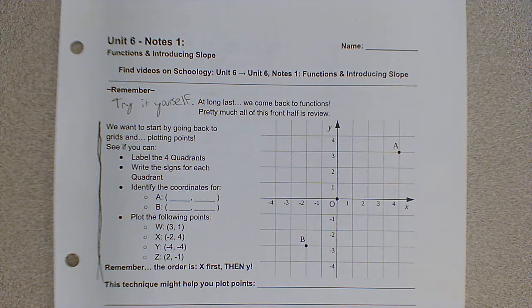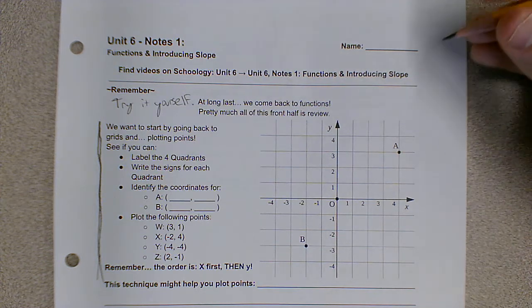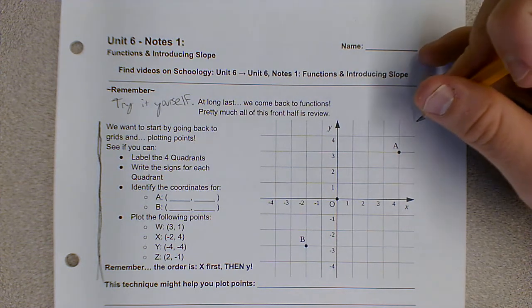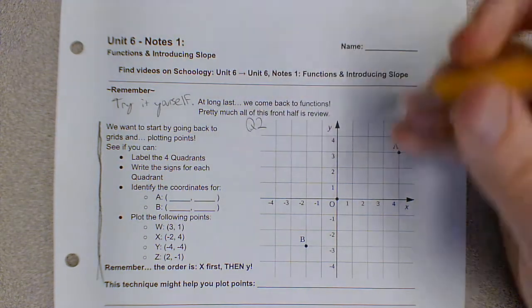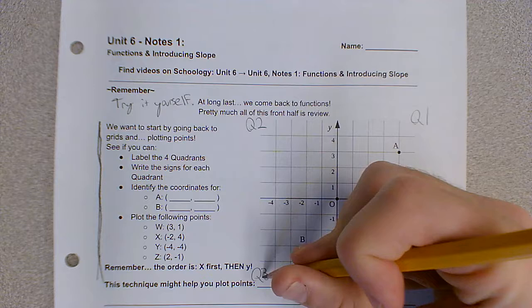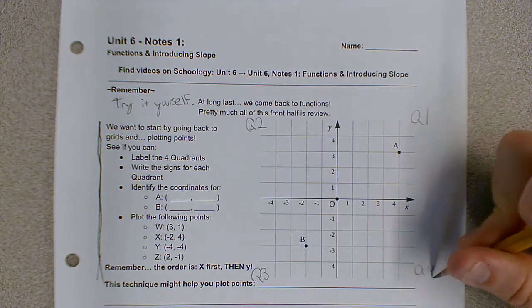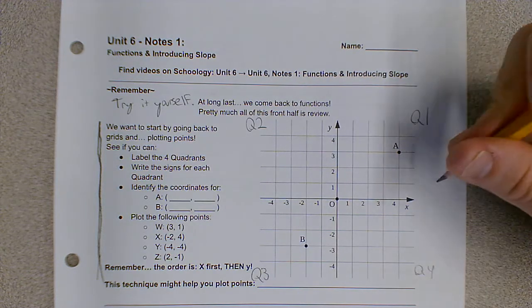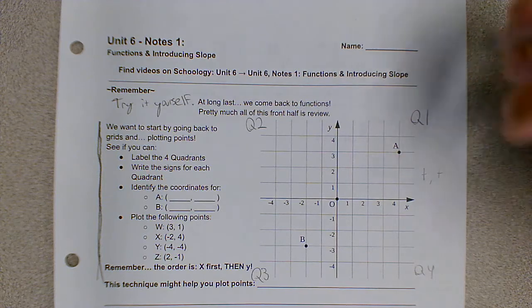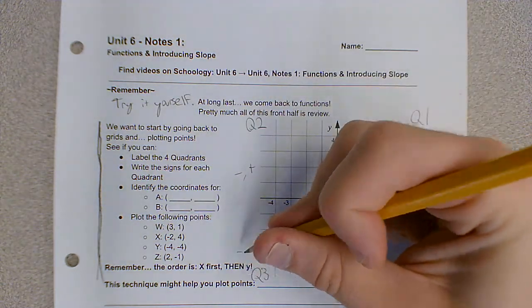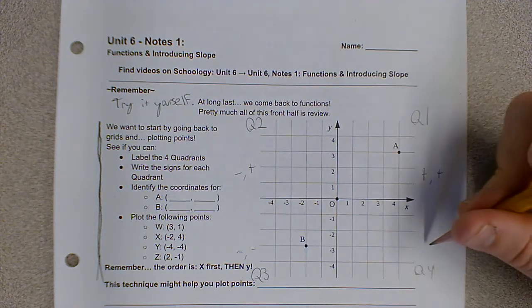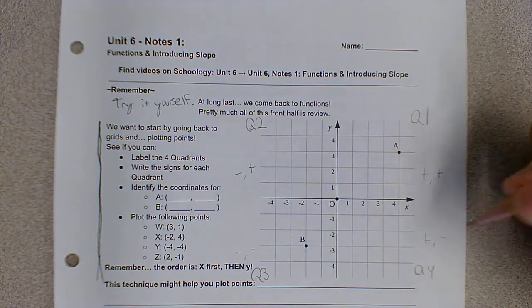Okay, let's make sure you know what you're doing. So first we're going to start by labeling the 4 quadrants. We've got quadrant 1, quadrant 2, quadrant 3, and then quadrant 4 over here. We also want to make sure we know the signs. So the top right here is going to be positive, positive. We have negative, positive here on the left. Bottom left is going to be negative, negative. And then bottom right is going to be positive, negative.